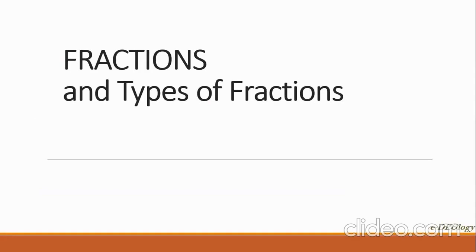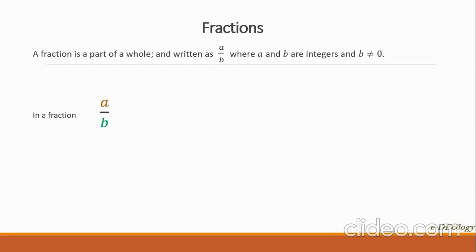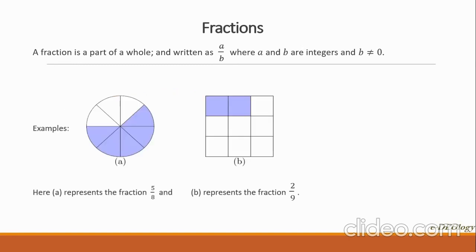Hi everyone. Today we're going to study fractions and types of fractions. A fraction is a part of a whole and written as a over b, where a and b are integers and b is not equal to 0. In a fraction a over b, the a is called numerator while b is called denominator.